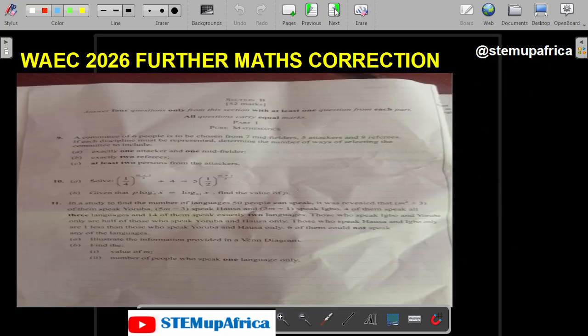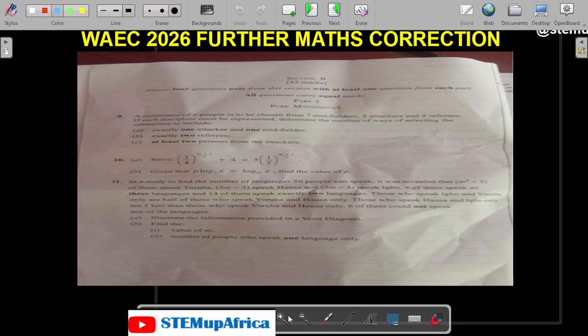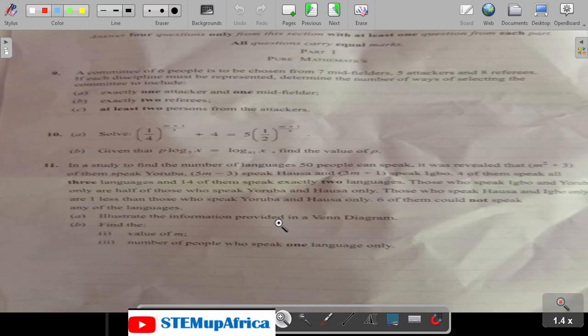So let's look at question 9. Let's see what it says. A committee of 6 people, take note of that. The total committee comprises 6 people to be chosen from 7 midfielders, 5 attackers, and 8 referees. Each discipline must be represented, that is to say, a midfielder must be represented, an attacker must be represented, and a referee must be represented.